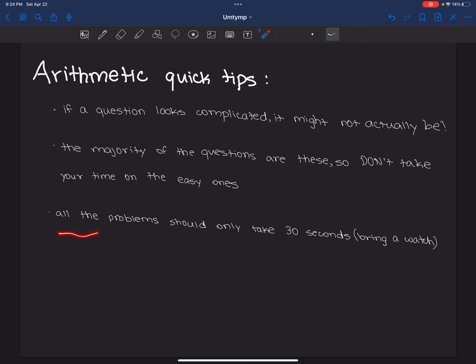And then finally, all the problems should only take about 30 seconds. I forgot to bring a watch, and they're going to have a big timer in front of you when you take the exam, which is even more frustrating. But what I would do is bring a watch and just time yourself for every 30 seconds, and limit the time you're taking on problems.